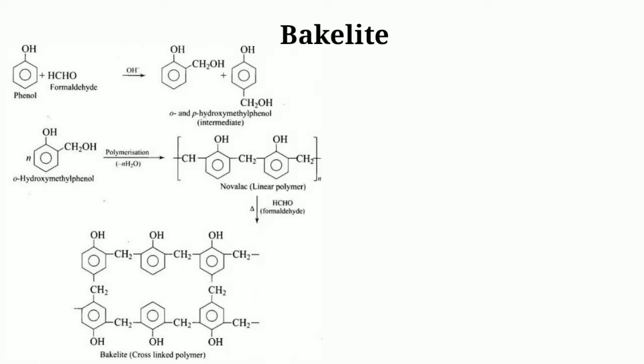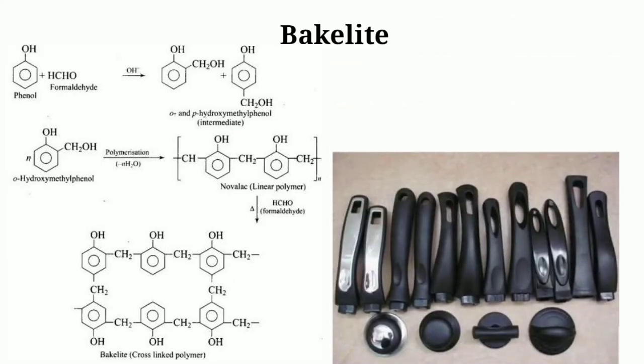In case of bakelite, the monomers used are phenol and formaldehyde. During the formation of this bakelite, the intermediate polymer novolac is also formed, which is used to make paint. Bakelite is used in making switches, handles of cookers, frying pans, combs, etc.